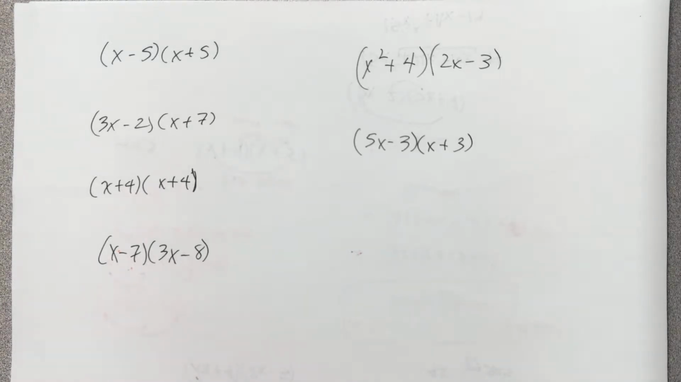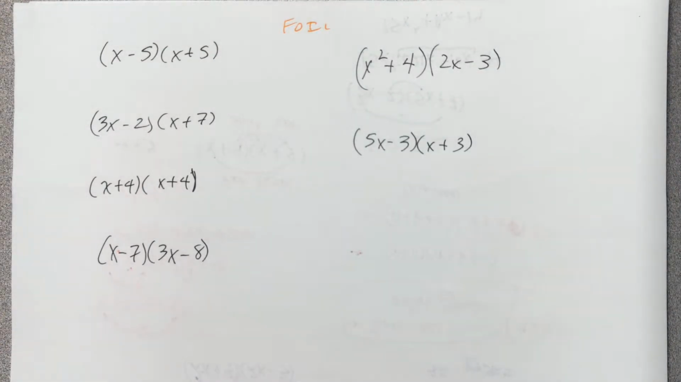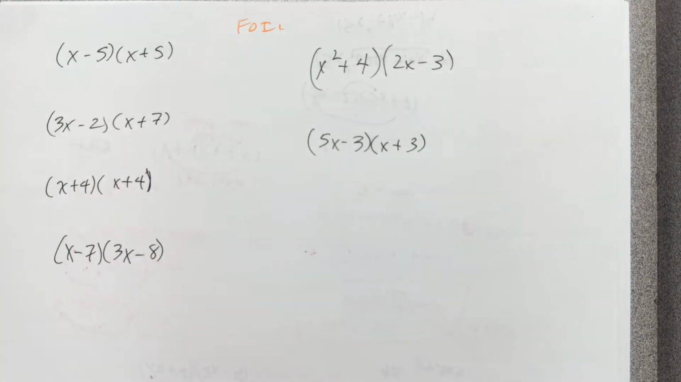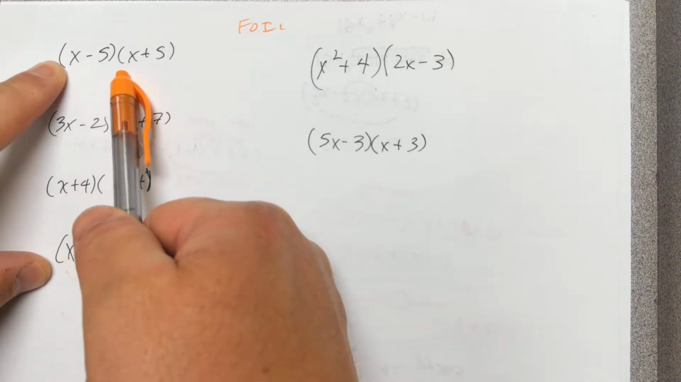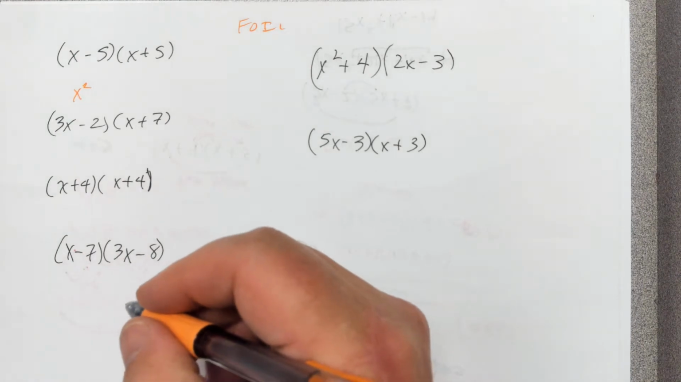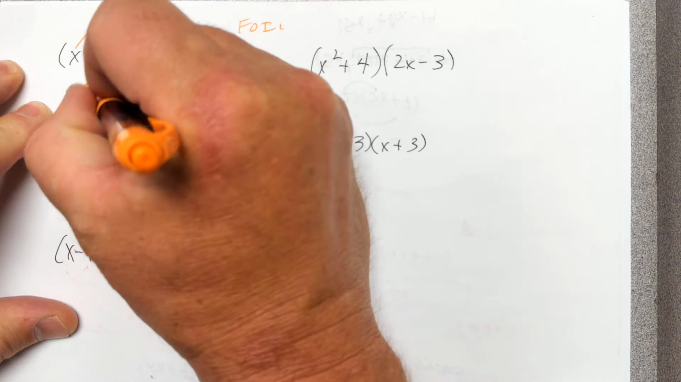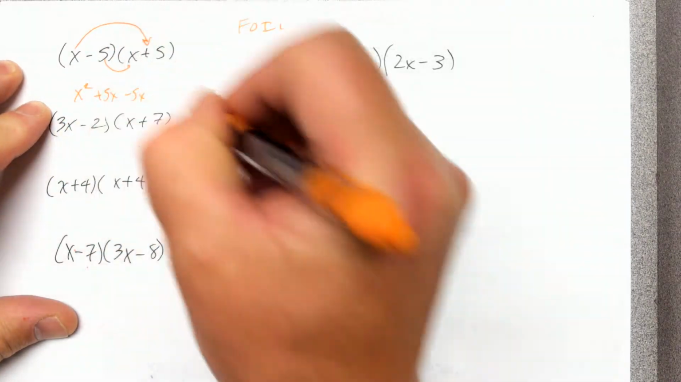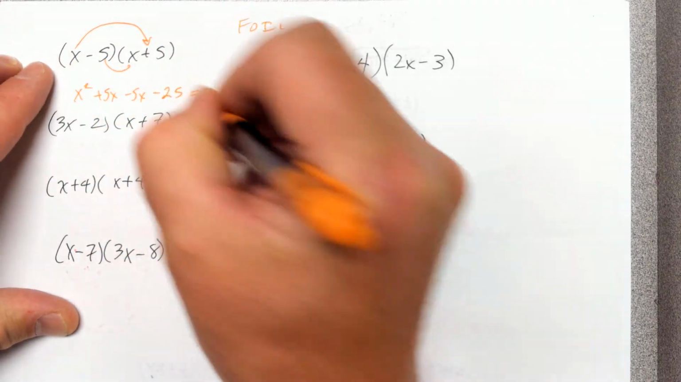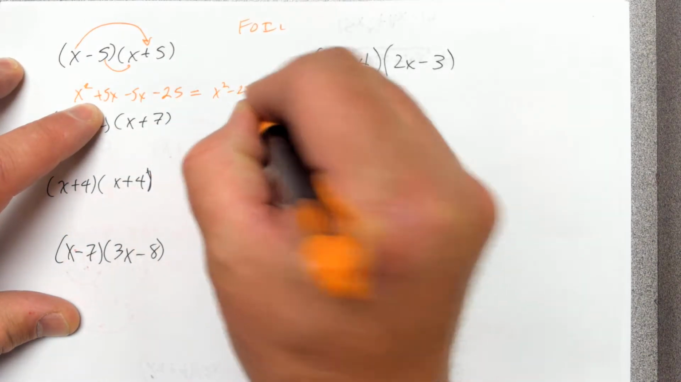All right. You ready, Celine? Just watch. You don't even have to write it. I'll show you. So here's our shortcut. I'll write our shortcut here. Ready? FOIL. So watch. First two, x squared. Right? X squared. Now, you can write it down, but you can also keep it in your head. But look at the outside. 5x. The inside, minus 5x. The last two, minus 25. Those make 0. X squared minus 25.